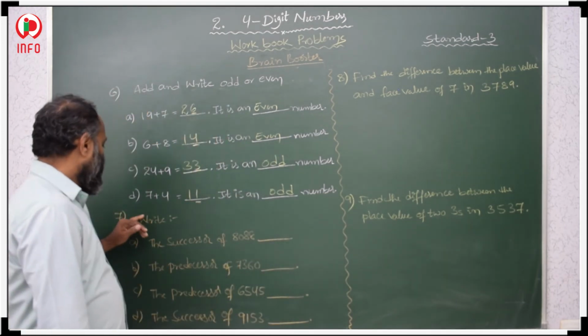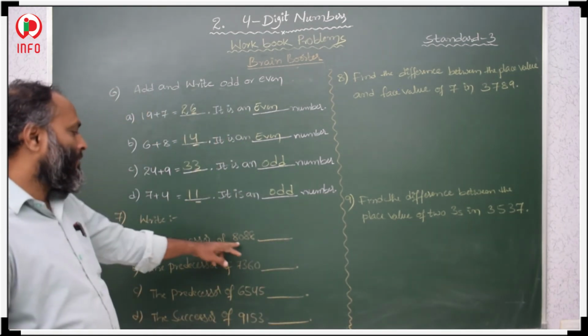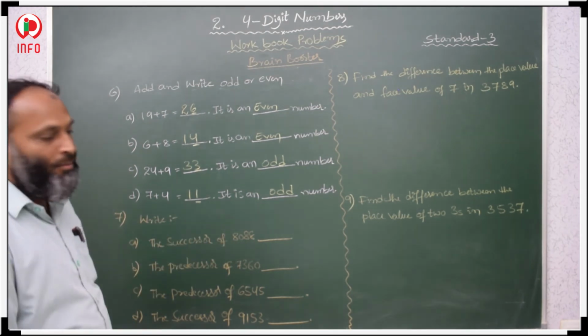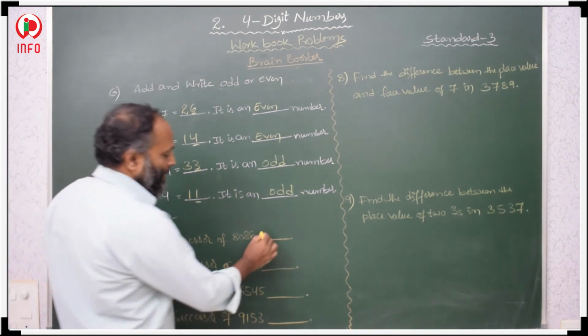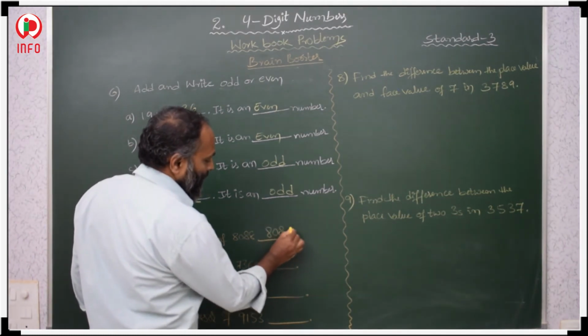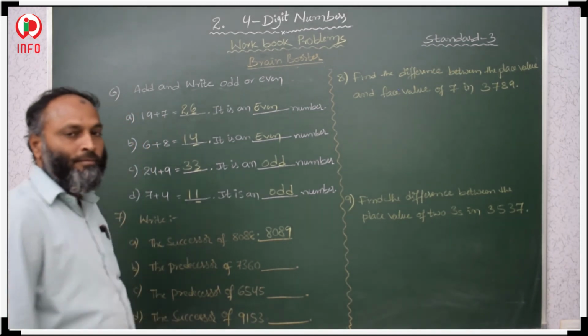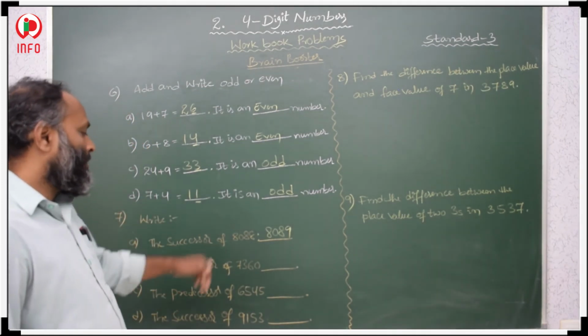Now, 7th, write the successor of 8088. Successor means the number after. 8089 will come. This is the successor.